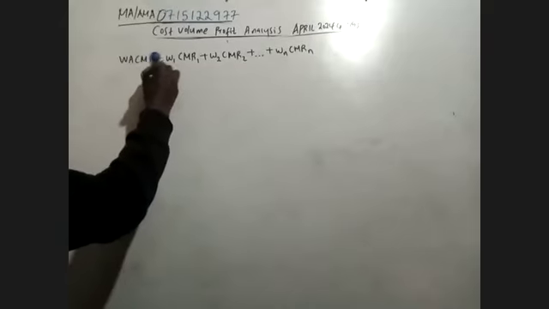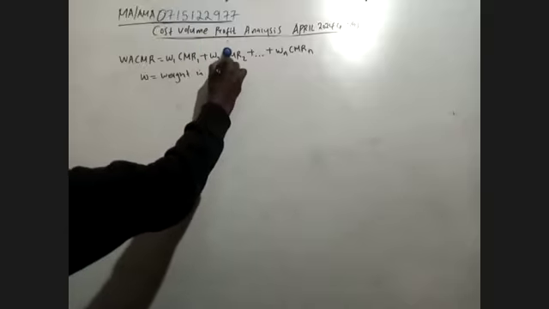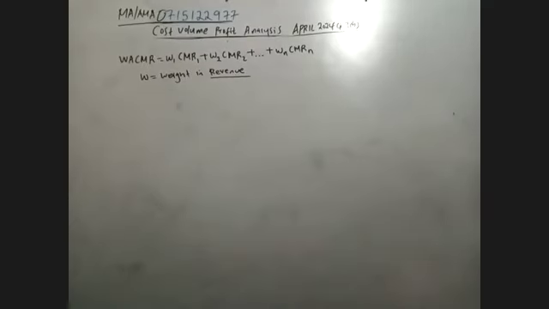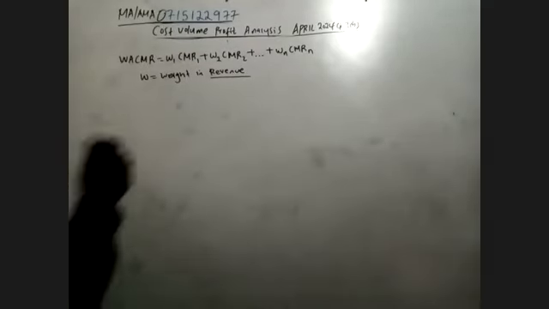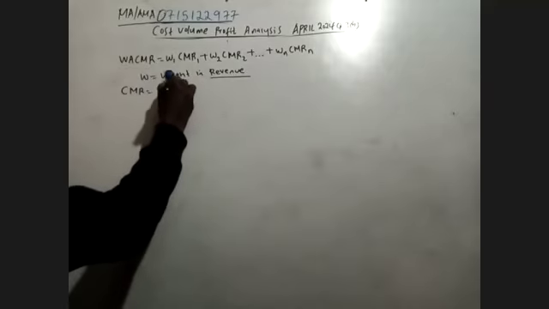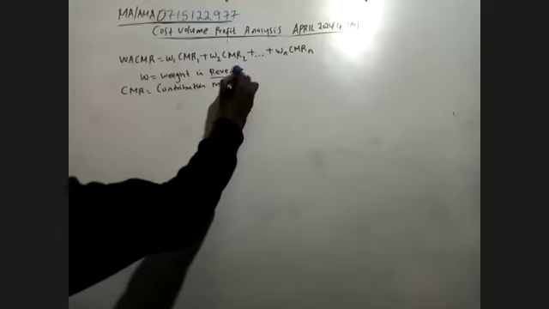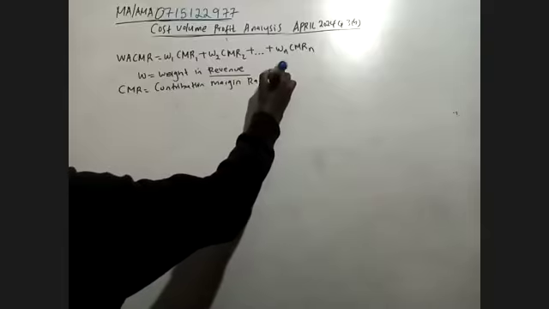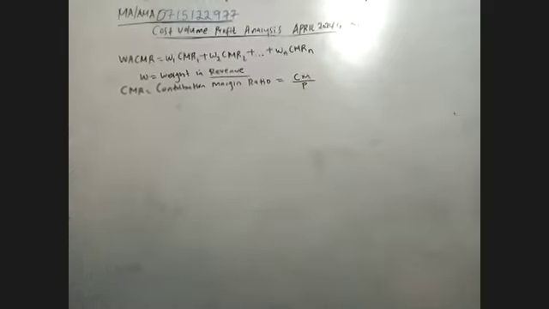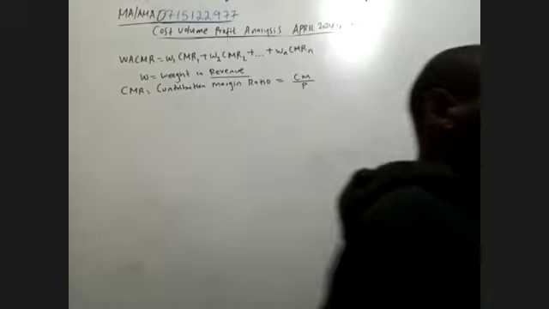So we know W is the weight in revenue. Now underline revenue. The other one was weight in units. Now this one is revenue. CMR, this one is the contribution margin ratio, which you know is CM over P. Iko sawa? Iko swali?